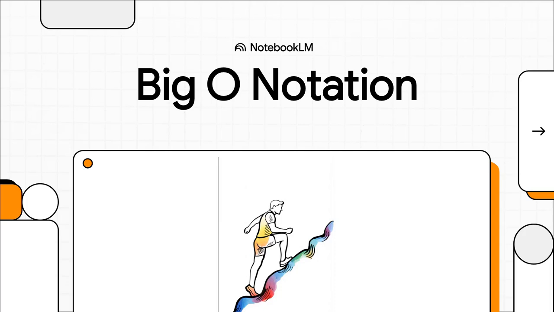So, big O notation. I know, it sounds super technical, maybe even a little intimidating, right? But trust me, it's the secret language that decides how fast or how slow every single app on your phone runs. Today, we're going to pull back the curtain and make it all make sense.